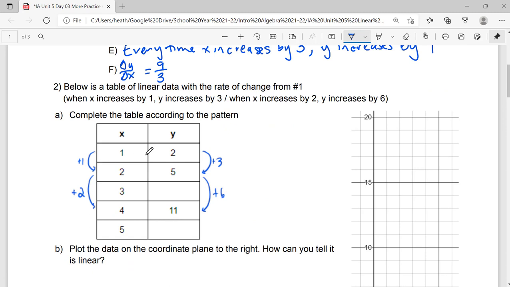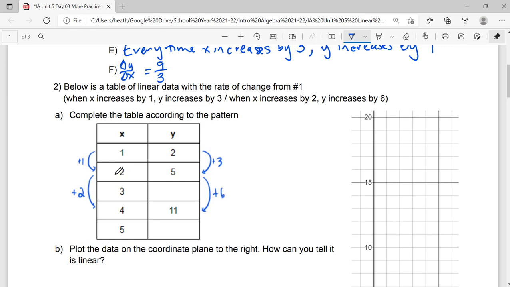Okay, now let's look at this table. This is showing the rate of change that we just talked about. So when x goes up by 1, y goes up by 3. When x goes up by 2, y goes up by 6. From 5 to 11 is 6. Now, how could we fill in these other things?